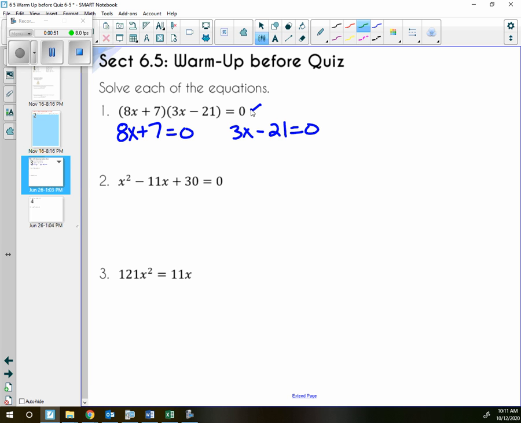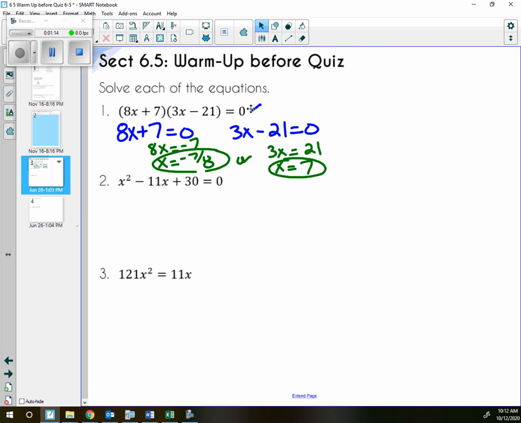So the first one, I'm going to subtract 7 on each side, then divide by 8, so negative 7/8. And then the second one, add 21 on each side, and then divide by 3. So I actually end up with two solutions, either x equals negative 7/8 or x equals positive 7. So I have two solutions in that zero product property.